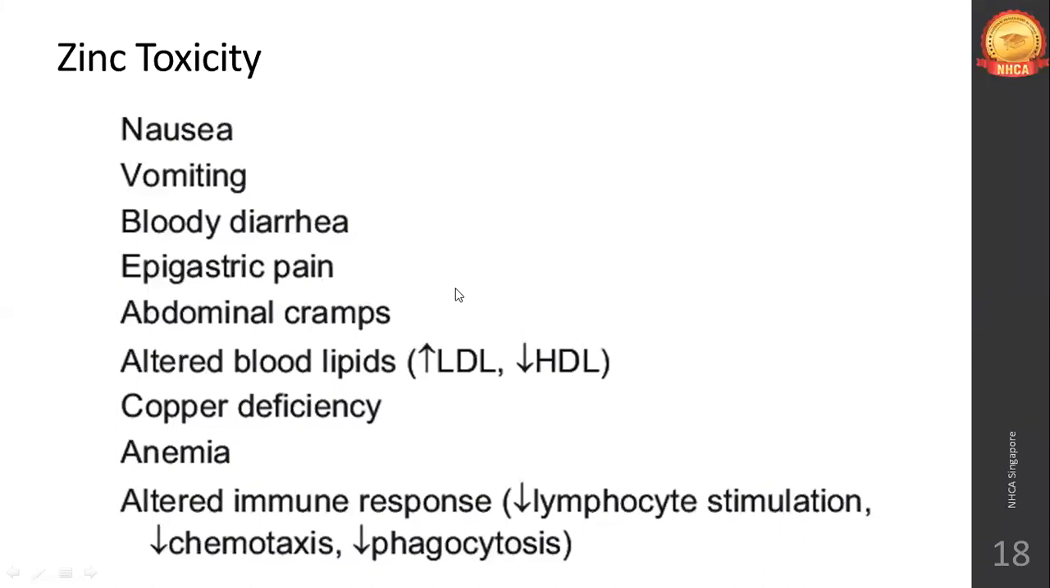Altered immune response, which means less lymphocyte stimulation, chemotaxis, and phagocytosis, which is very important when you are attacked by a new virus or a new bacteria or any microbe. In an attack by a microbe, lymphocyte stimulation, chemotaxis, and phagocytosis are important. But the other way of immunity is how you react to allergy. This is about zinc toxicity.